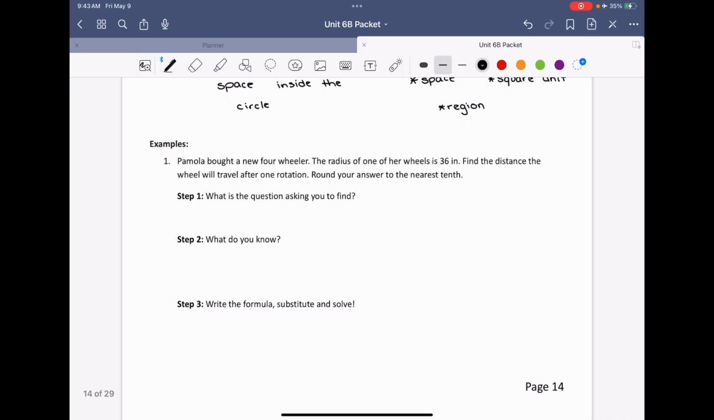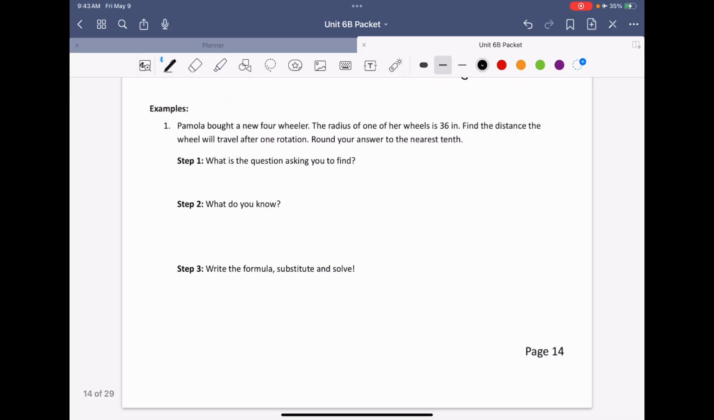All right, examples. It says, Pamela bought a new four-wheeler. The radius of one of her wheels is 36 inches. Find the distance the wheel will travel after one rotation. Round your answer to the nearest tenth. All right, so nearest tenth. What is the question asking you to find? So it says, find the distance the wheel will travel. So we're trying to find distance the wheel travels.